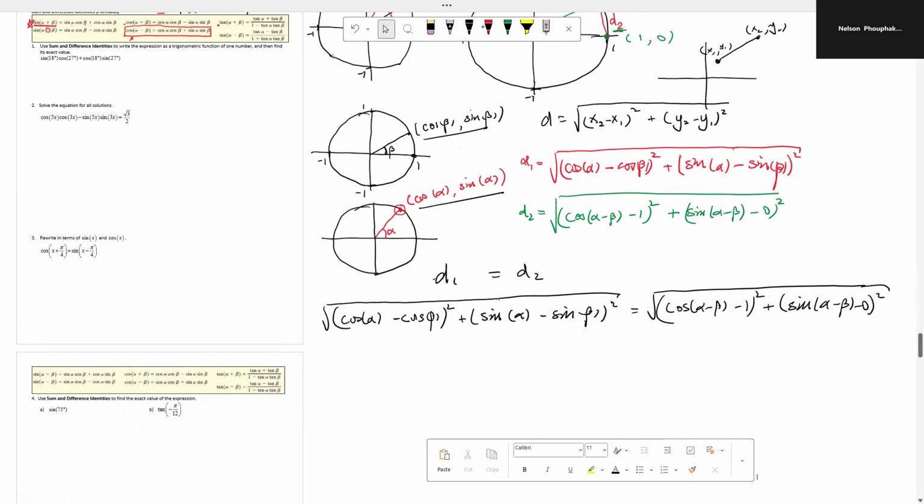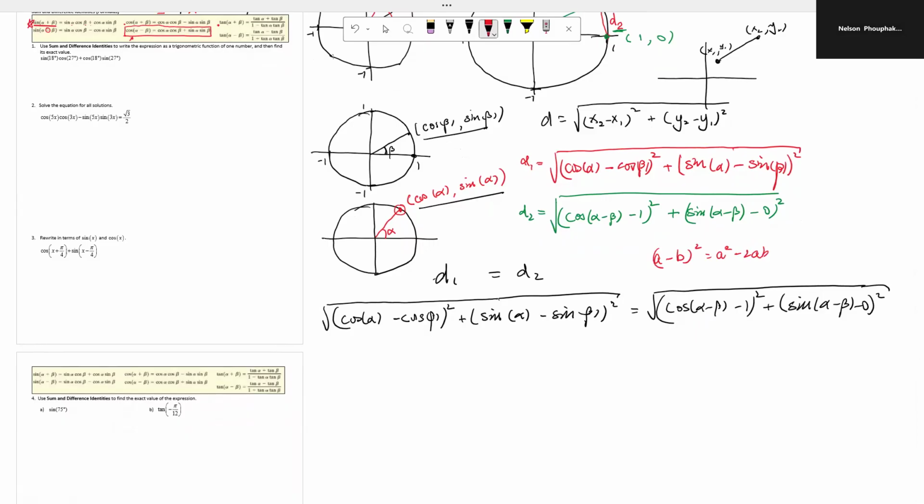Now, of course, we know that (a minus b) squared is a squared minus 2ab plus b squared. Okay, so let's see what is going on. Since it is an equation, how about if I square both sides first? When I square both sides, that means I get rid of the square root.